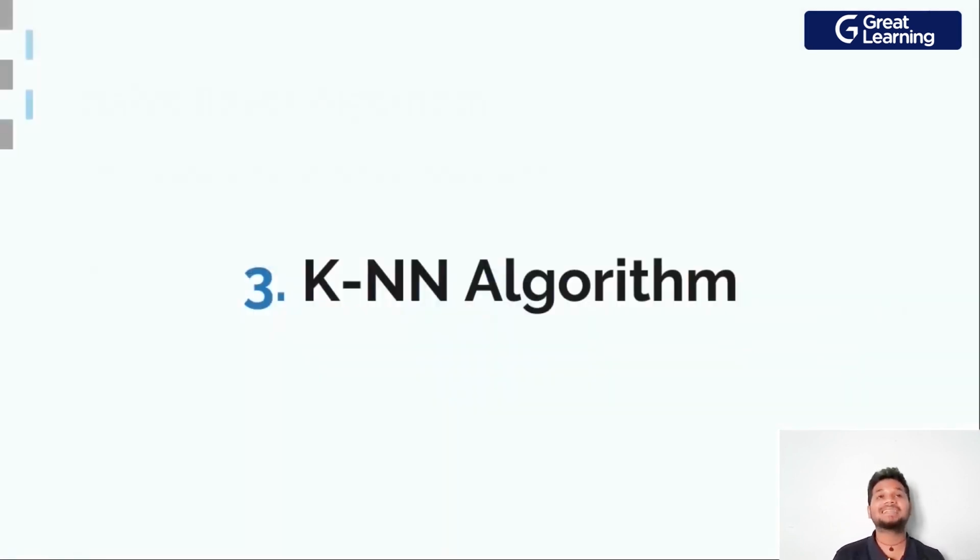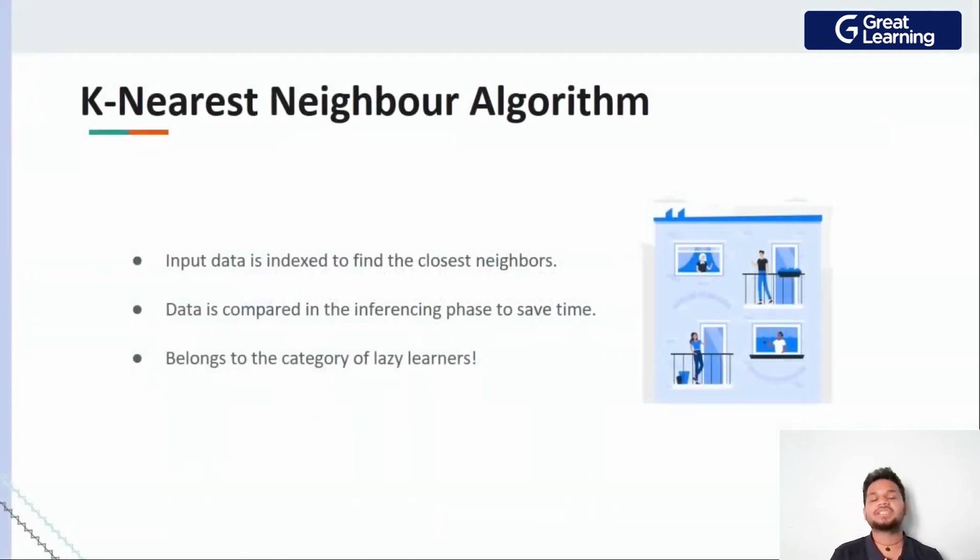Next, we're going to take a look at the KNN algorithm. KNN has a full form. It's an abbreviation. It stands for K nearest neighbor algorithm, right?